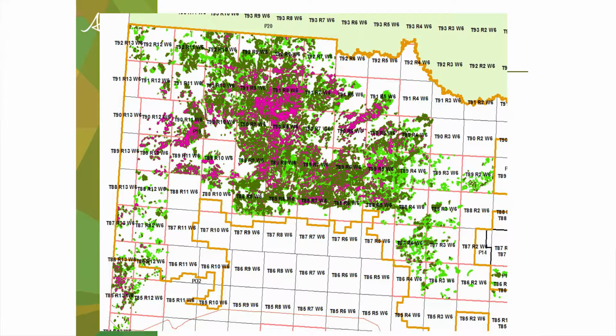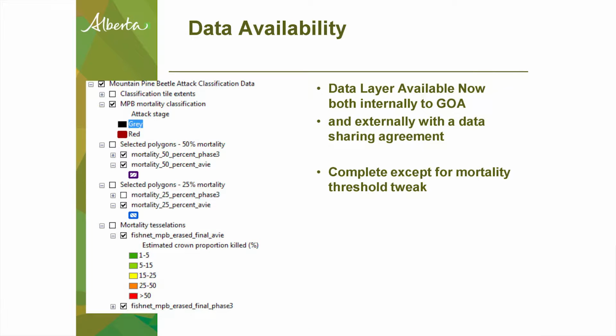This is P19 itself. So this is, like I said, the heaviest hit area. Dark green are pure pine, so that's 80% pine or greater, and the light green is 50% pine or greater. And again, the purple are mortality units. So you can see there's a fair bit of activity going on in there, and that, like I said, is the heaviest hit by far. It's probably not a surprise to a lot of the guys that work up there.